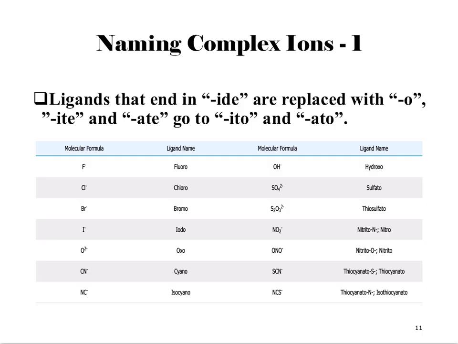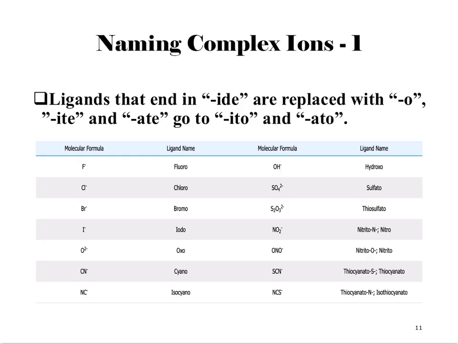For inorganic compounds or complex ions, any ligand that ends with "ide", like chloride, fluoride, cyanide, all those things, they get replaced with O, right? So fluoride becomes fluoro, chloride becomes chloro, and so on. So these are going to be our Lewis lone pair donors, and those are the ones that end in "ide", especially any halogen or any of the type 1 anions, like oxygen, sulfur, things like that.